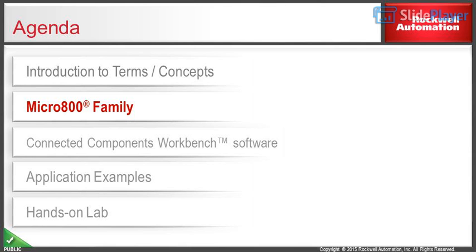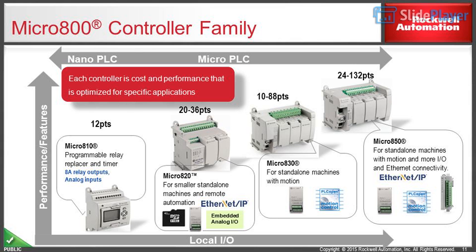Agenda: Introduction to Terms, Concepts, Micro800 Family, Connected Components Workbench Software, Application Examples. Hands-on Lab. Micro800 Controller Family: Nano PLC, Micro PLC. Each controller is cost and performance optimized for specific applications. Performance/features, local I/O: 24 to 132 points, 10 to 88 points, 20 to 36 points, 12 points.